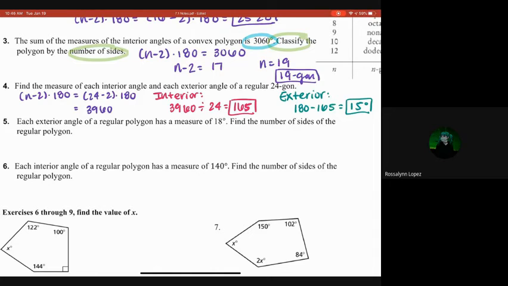360 divided by the number of sides, right? So he found 15 first, and then did 180 minus 15. That's a good way to do it as well. Do what you're comfortable with.